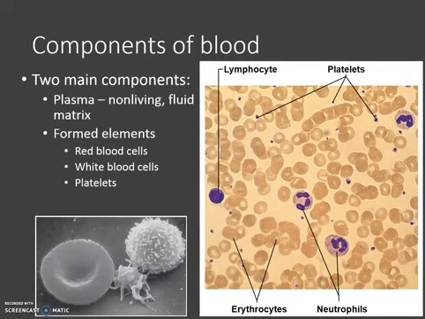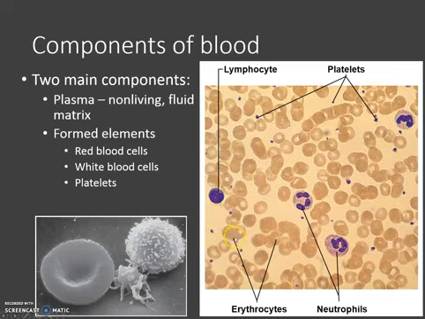There are two main components of blood. There's the plasma, which is the liquid part of blood, and it is the extracellular matrix. It's primarily made up of water, and it's not alive. The formed elements are cells or cell fragments.